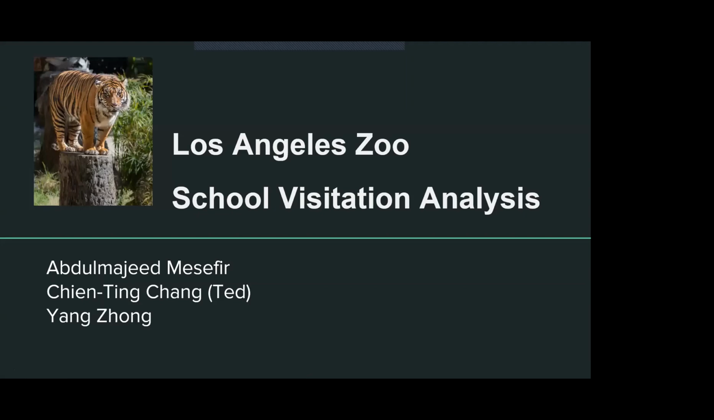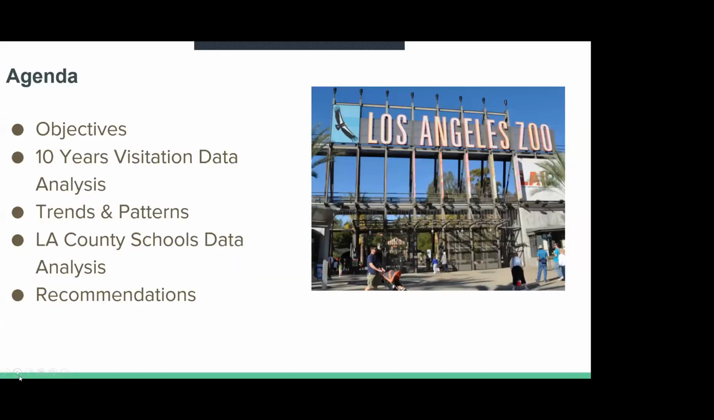Hello everyone, my name is Yang Zong. I am a PhD student from Claremont Graduate University, CGU. Today I'm going to present the data analysis regarding the LA Zoo visits by schools. This analysis was done at the end of last year, 2019. So this is the little agenda I'll be going through. I'll start from the objectives.